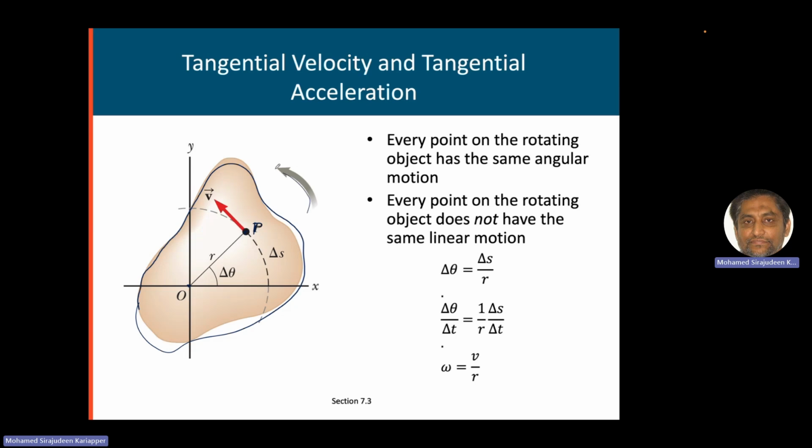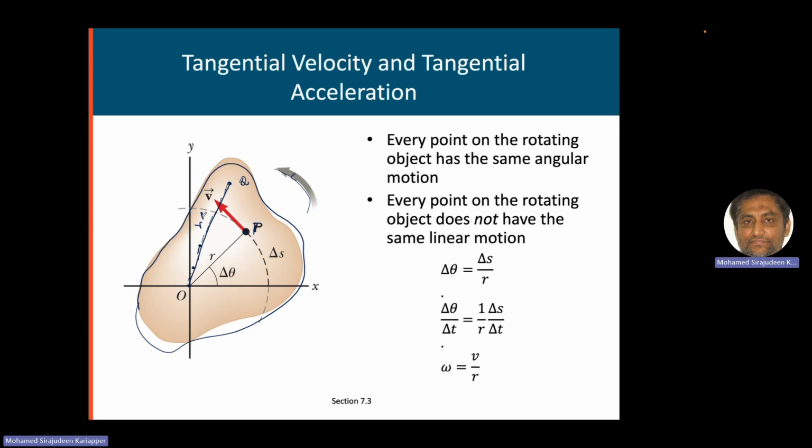So when this is rotating, every point will be rotating with the same angular velocity. If I take another point Q, it will also be rotating, but it will be at a different distance from the origin. Let me call it R dash. If I ask you, P and Q, do they have the same angular velocity? The answer is yes. P and Q, do they have the same angular acceleration? Again, yes. They have the same angular acceleration.